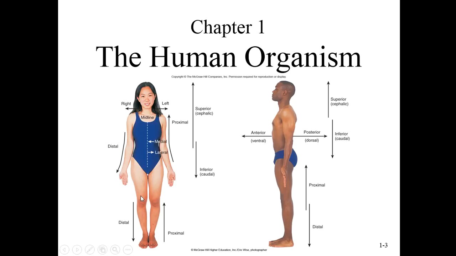Let's see if you've got it. Looking at the lower extremities, the knee is blank to the hip. Proximal or distal? The knee is distal to the hip. Now that was a bit of an easier one maybe because the hip is the point of attachment. But if we look down here, how about this? The knee is blank to the ankle. You might say superior, and that wouldn't be wrong. But if we're talking about this specific terminology relative to the limb, we would say that the knee is proximal to the ankle.